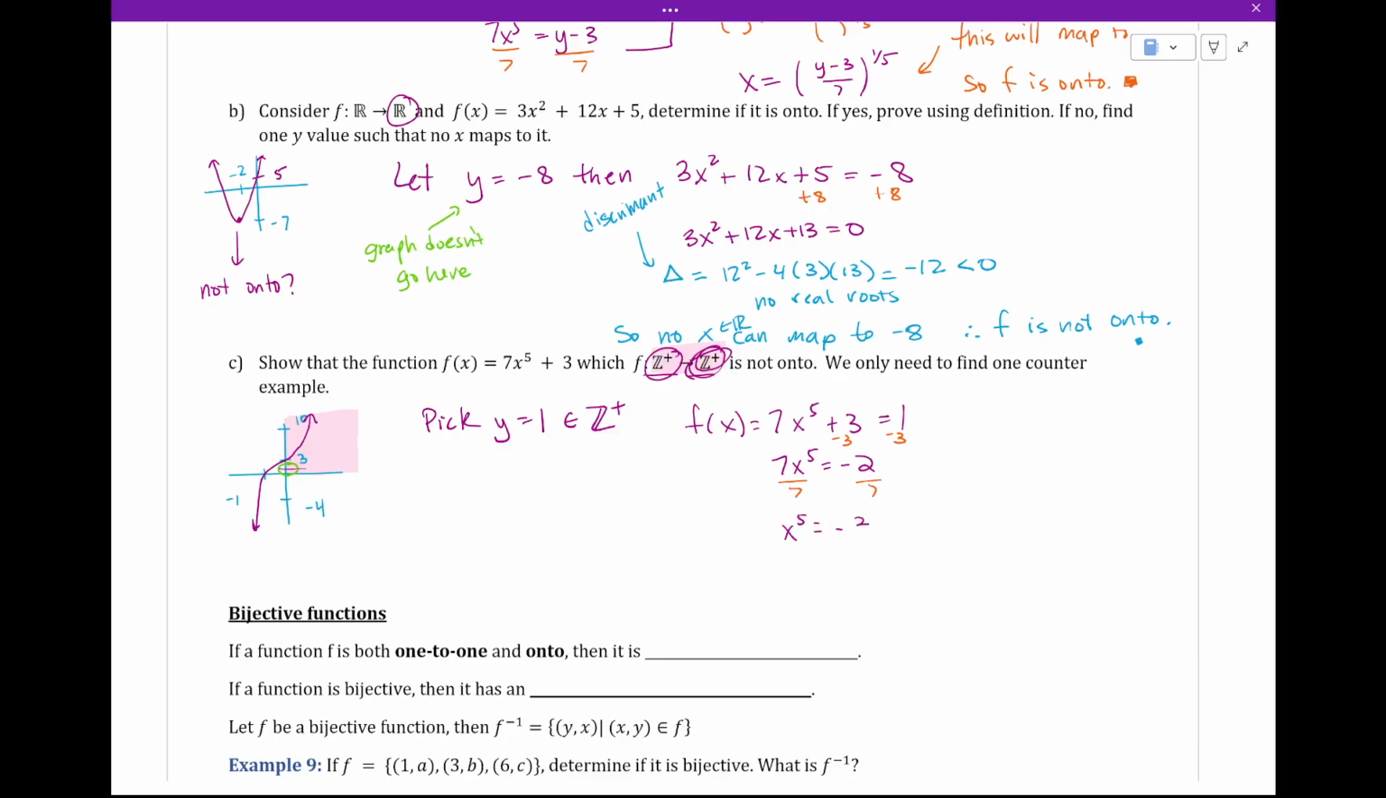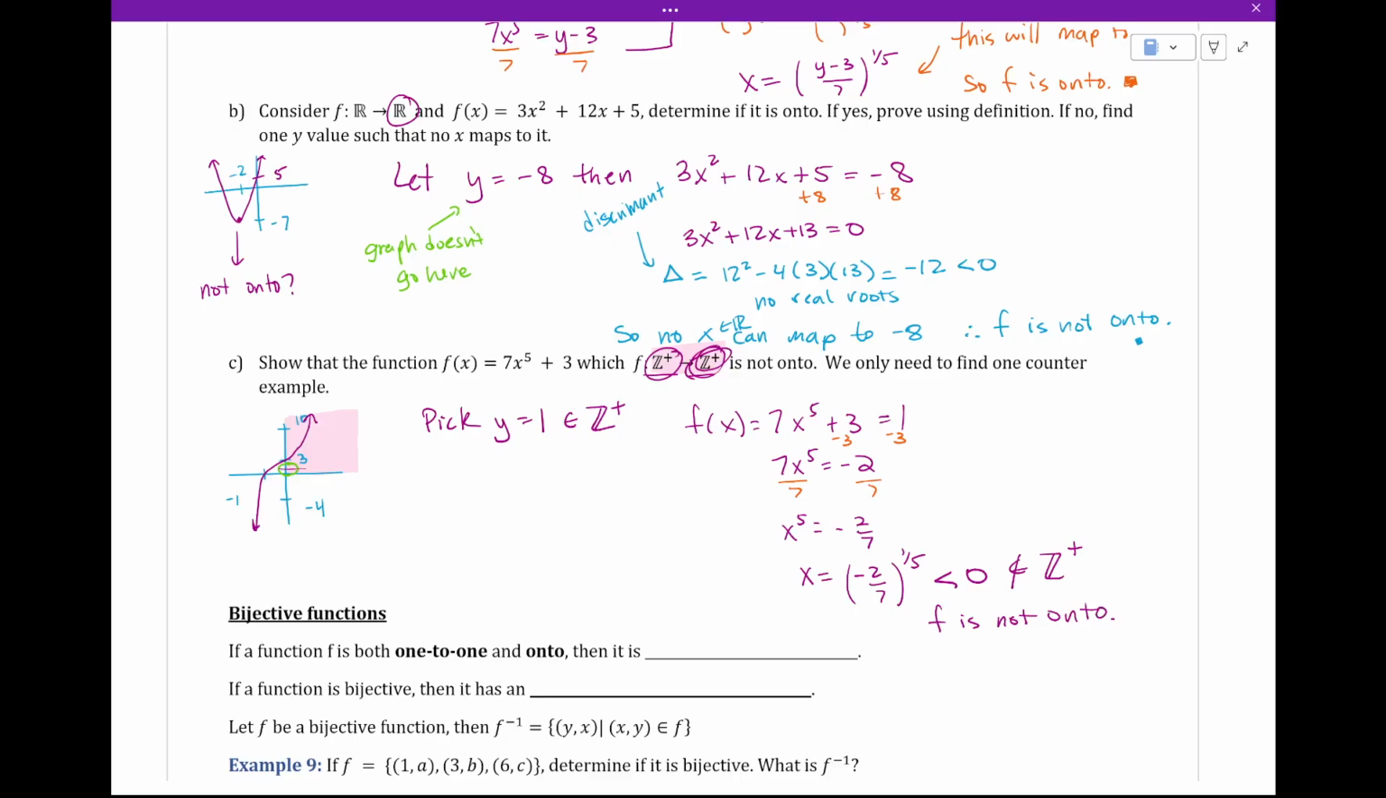x to the 5th equals -2/7. I'll do my 5th root. So x is equal to -2/7, the 1/5 power of that. And this is less than 0, which is not a positive integer. So not only is it not positive, it's not even an integer. So this is a double whammy. f is not onto. That is my counterexample.